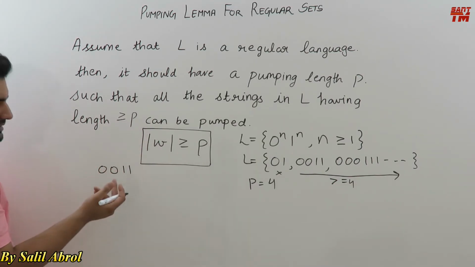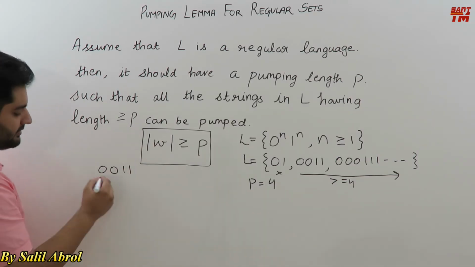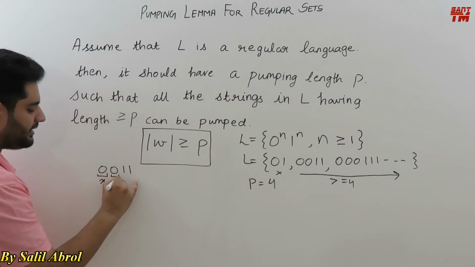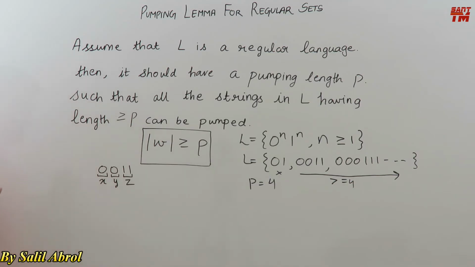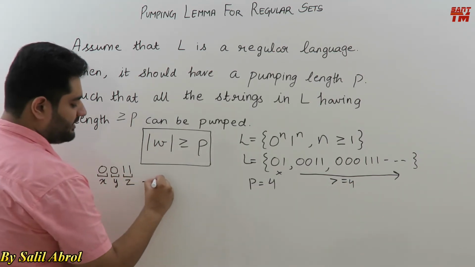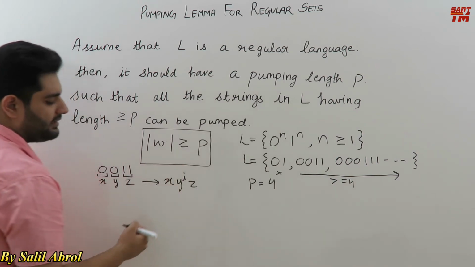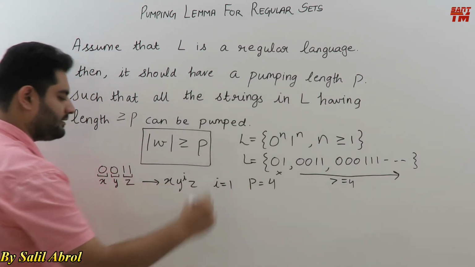Now how to pump a string? See it very carefully. Divide the string into 3 parts. Suppose this 0 is x, this 0 is y, and these two ones fall in the part of z. We have divided the string into 3 parts. Now consider x, y, z as x, y^i, z, such that here i is equal to 1.